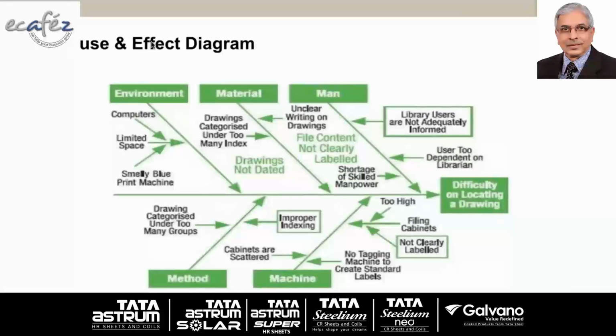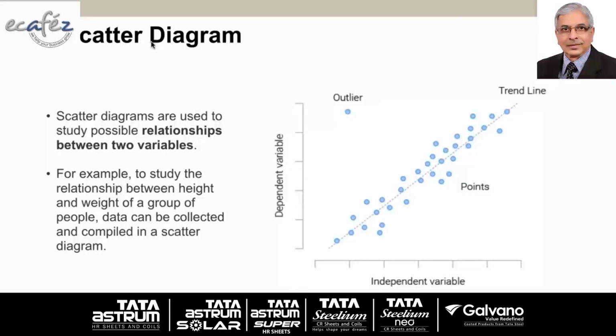Then the cause and effect diagram, also known as the Ishikawa diagram. All of you must be familiar with it, and must be using it to identify problems. Then the next one is the scatter diagram. It is used to establish a relationship between two variables, like height and weight. Height is the independent variable and weight is the dependent variable. So is there a correlation between height and weight of people? That can be established using this scatter diagram.